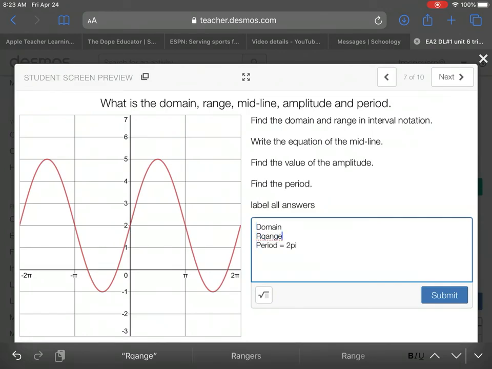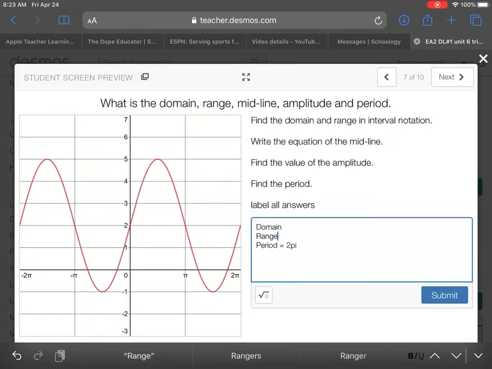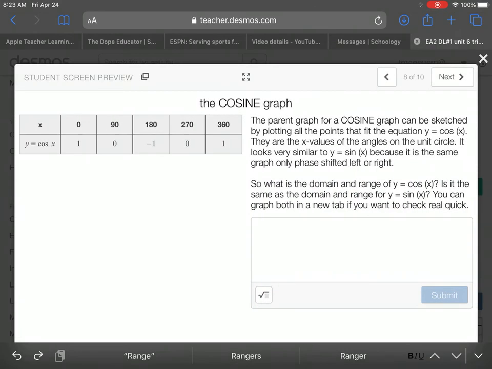And then, clean it up from there. What else do I want? I want the midline, I want the amplitude, okay? So make sure you're doing all of that.